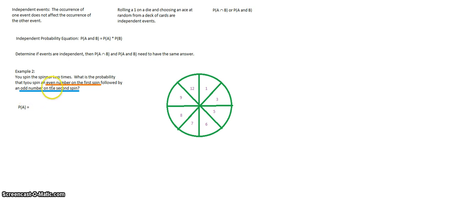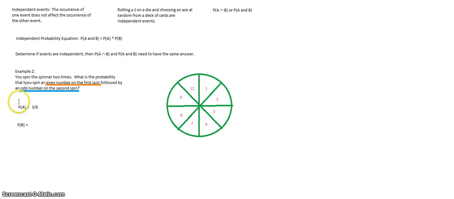We're going to work with the first event and find the probability of spinning an even number. I'm going to look over here to see how many even numbers I have. I have a 6, that's 1, 8, that's 2, and 12, that's 3. So my probability of spinning an even number is 3 out of 1, 2, 3, 4, 5, 6, 7, 8 numbers. So it is 3 out of 8.